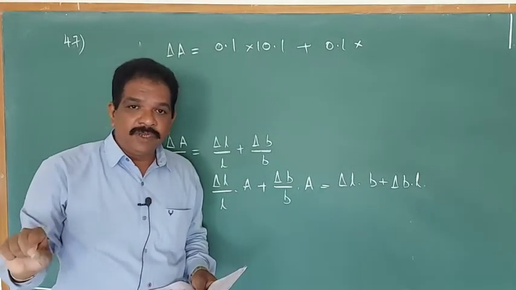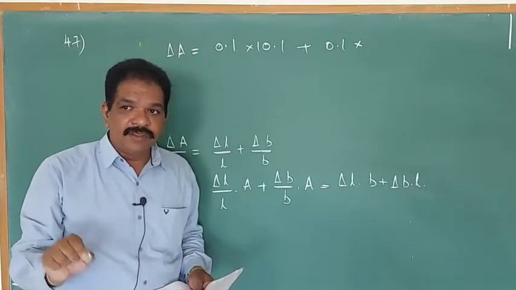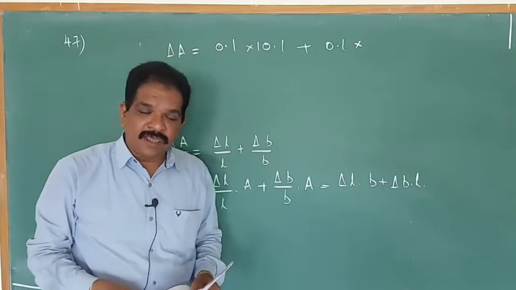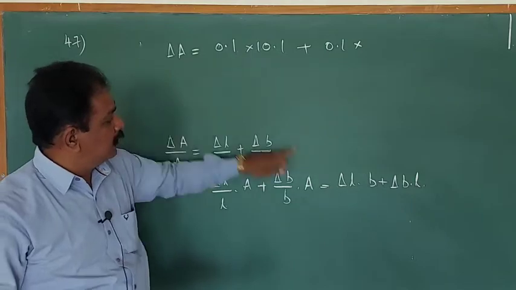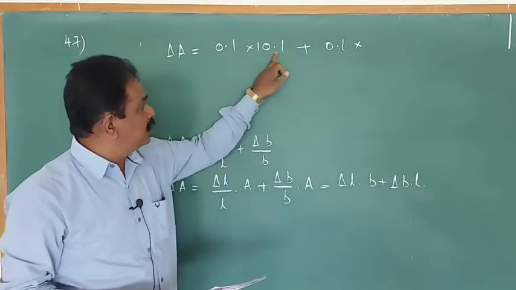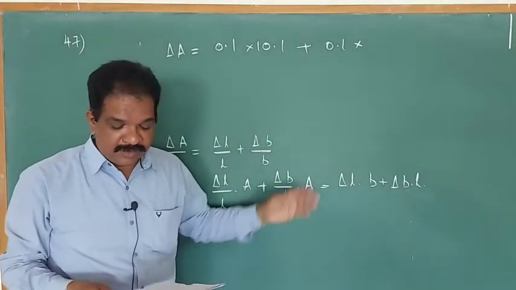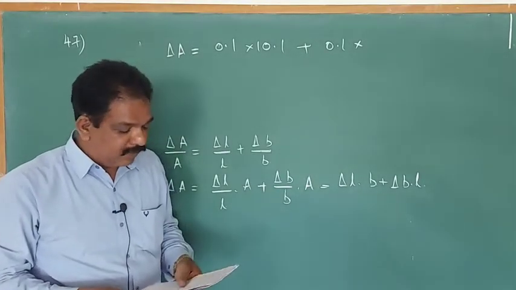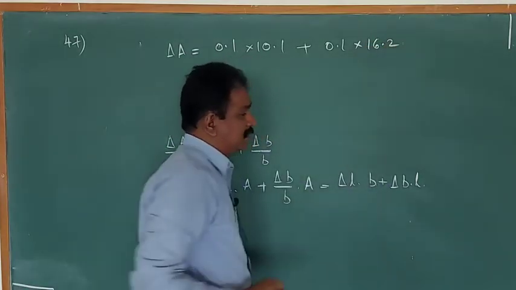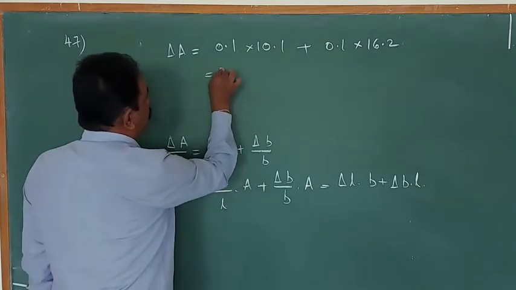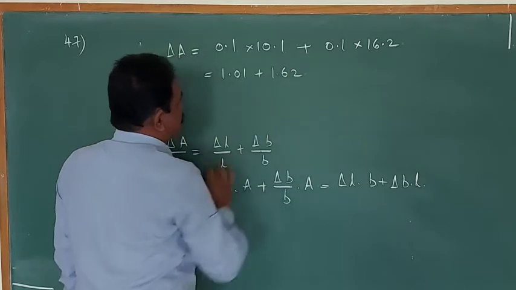So 0.2 is not the error. After the decimal point, 1 digit we are measuring accurately, so the error will be 0.1. Into breadth value is 10.1. Delta B will be 0.1. And the length value they gave is 16.2 centimeters. So this value 1.01, this value 1.62.